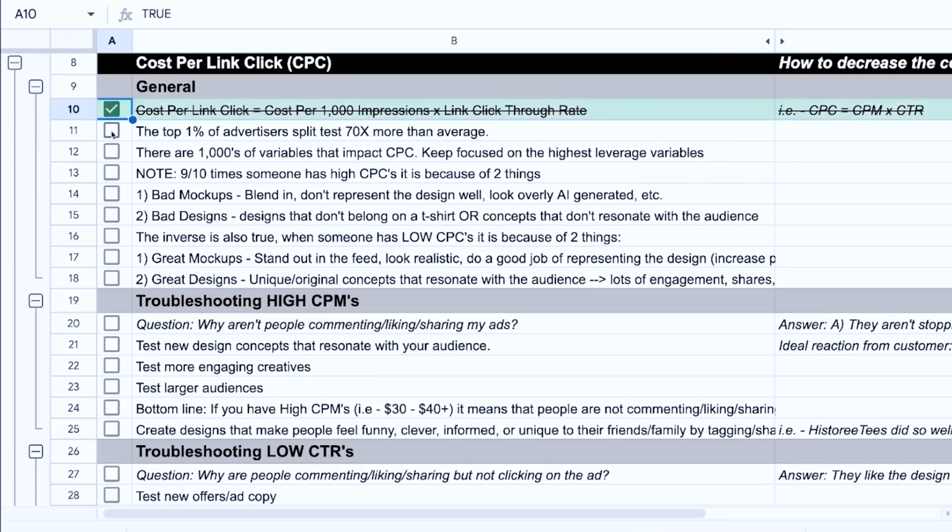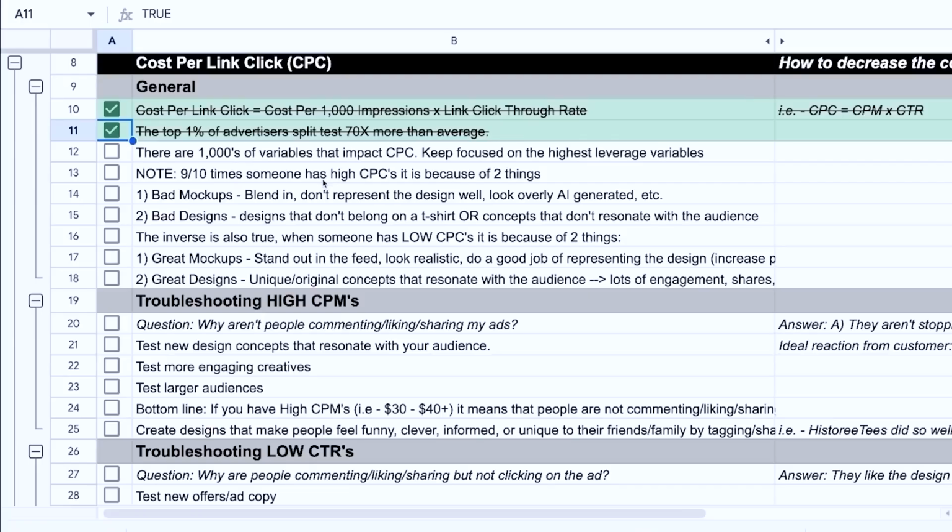Another thing to note is that the top 1% of advertisers split test 70 times more than the average person. So with all of the ad copy and audiences that we're setting up to begin with, there's a million different things that you could test and things that are good ideas to test. If you want to hone in on one thing, like what separates Steph Curry from the rest of the shooters in the league, it's just the number of times that he's practiced, that he shot millions and millions of 3-point practice shots. We went over the stat in the foundations module, but he takes so many practice shots to be able to do what he does. The top 1% of advertisers split test 70 times more than the rest.